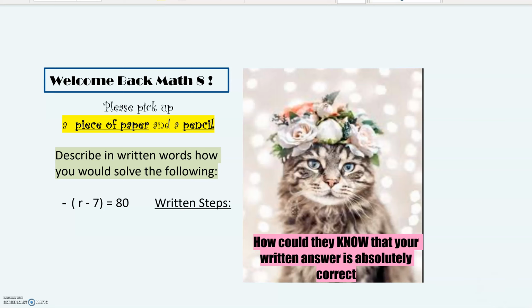Negative times the quantity r minus 7 equals 80. And in written words only, no math involved at all, in written words only, describe how you would solve that equation. When you're done describing in words how you would solve that equation, also answer, how could you know that your answer is absolutely correct? How would you know that it's true?